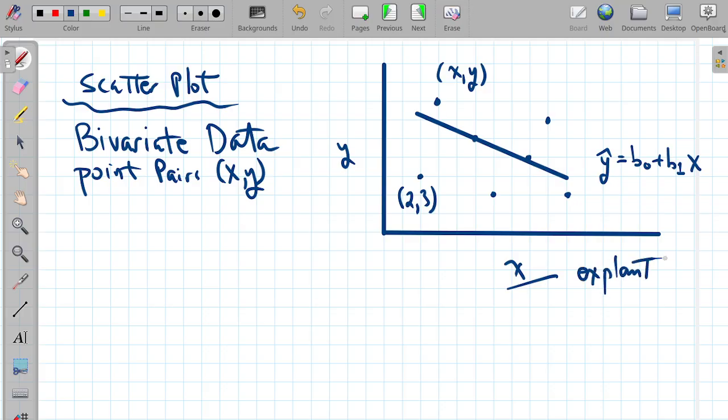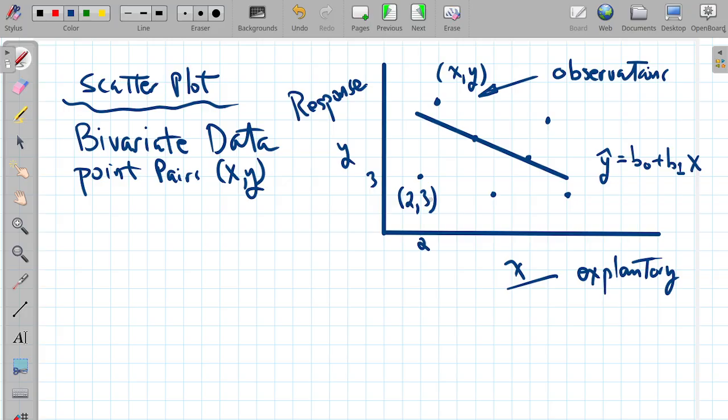So this is very useful for experiments, I suppose, or where something is manipulated and you want to see the response. That means the response variable is y. So the observations then are these dots. For instance, this one here is at x is equal to 2 and y is equal to 3. That's how we identify that point.